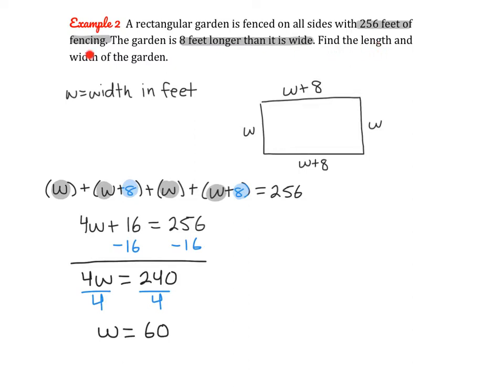They want the length and the width. So currently we have the width. We know that the width is 60 feet. Make sure we have our units. And then we know that the length is going to be whatever the width is plus 8. So that means that our length is 60 plus 8, which is 68 feet.